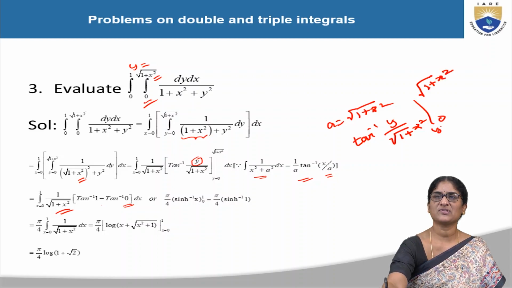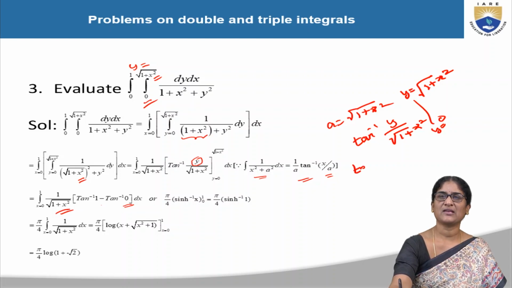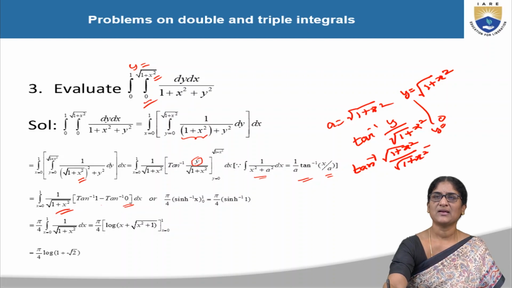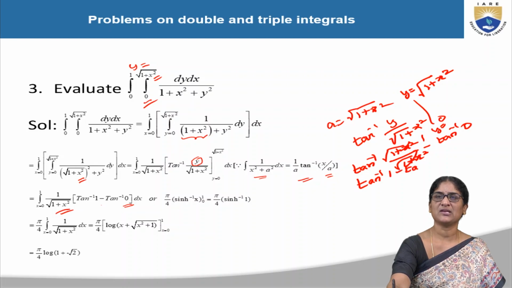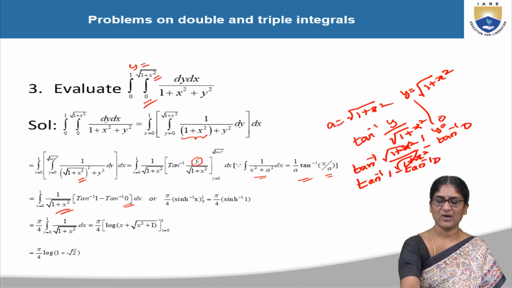So, if you substitute the y values, what are you going to get here? This becomes tan inverse root over 1 plus x square divided by root over 1 plus x square, minus tan inverse of y equals 0, tan inverse 0. These two get cancelled, that is 1. So you are going to get tan inverse 1 minus tan inverse 0. So this is how we have got the value, and tan inverse 1 is nothing.